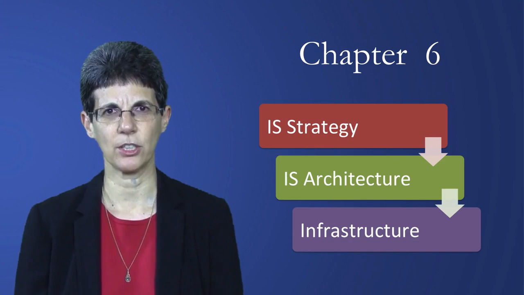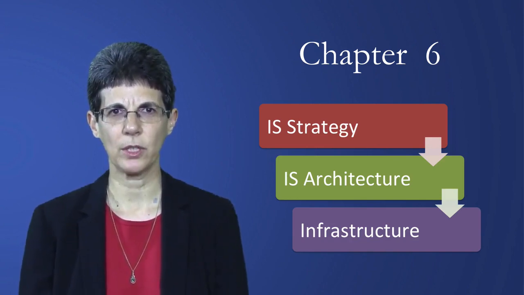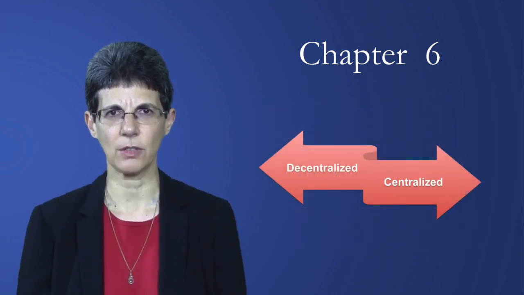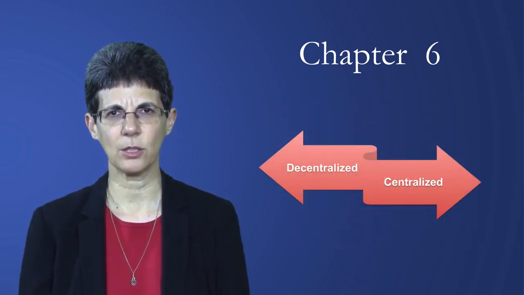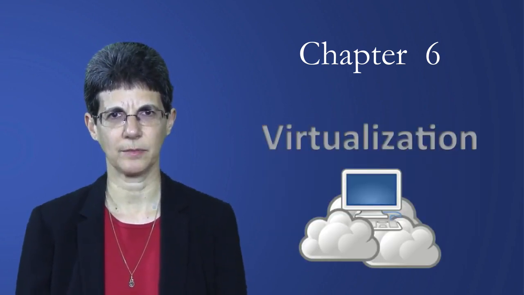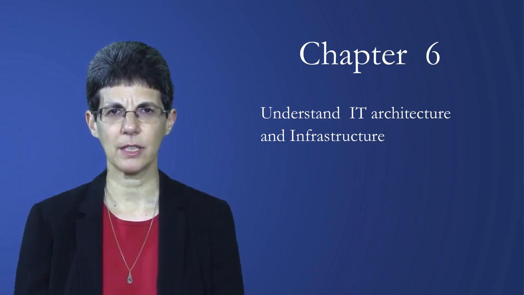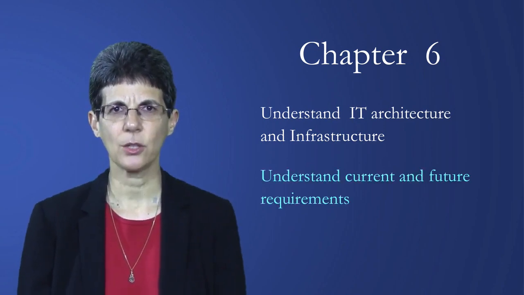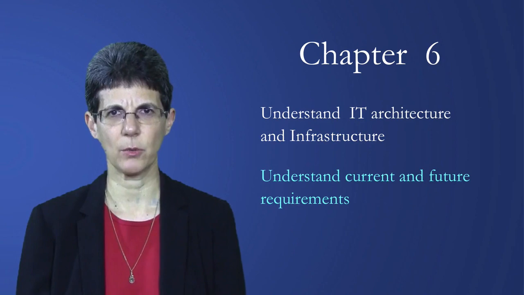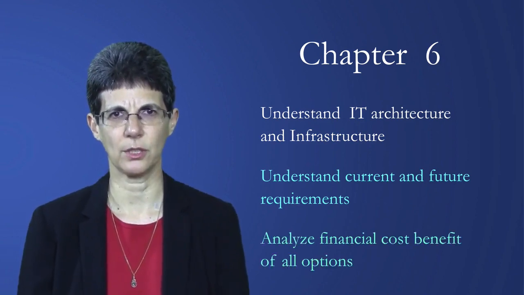Chapter 6 describes the process of translating the information strategy into architecture and then infrastructure, and includes a discussion about common architectural configurations such as centralized and decentralized architecture, enterprise architecture, and the concepts of virtualization and cloud computing. When translating strategy into architecture and then infrastructure, it is important to know the state of the existing architecture and infrastructure, to weigh current against future architectural requirements, and to analyze the financial consequences of the options under consideration.